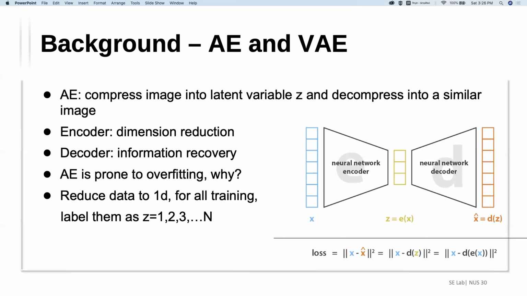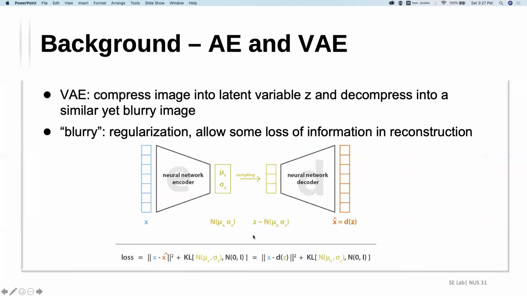Let's say an extreme case: if Z is one-dimensional, a single number, and I have capital N training data, then I just label them from 1 to N, so my Z is equal to 1 to N. Then my reconstruction loss is essentially zero, because you just enumerate all the training data. That's why we need multiple dimensions. Xiaoling's work actually reduces the dimension to 2, so it may also incur some of these problems. But anyway, we need to keep this in mind and provide an argument.